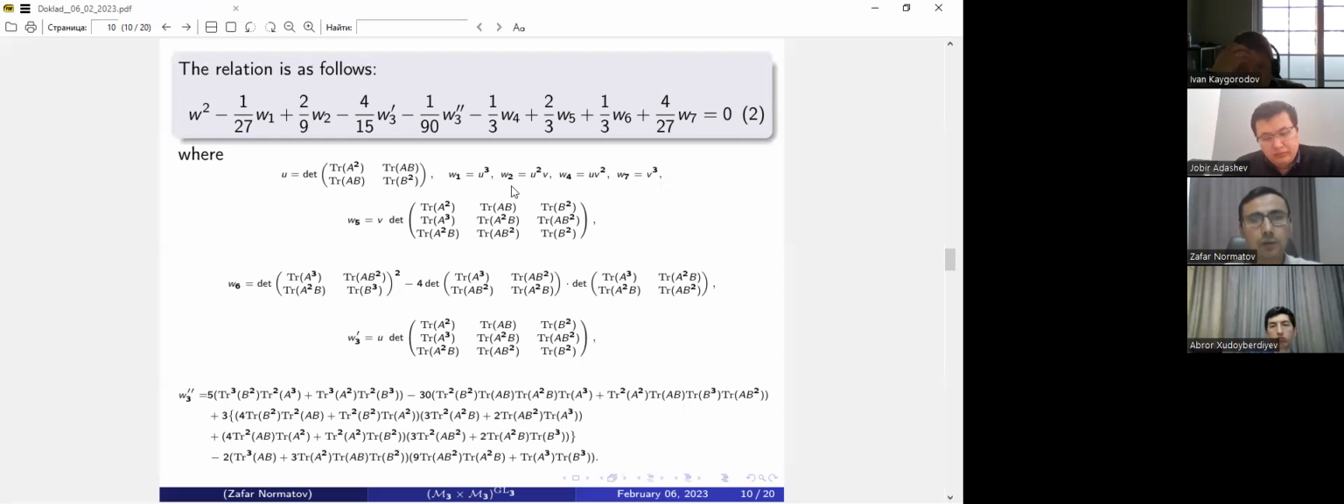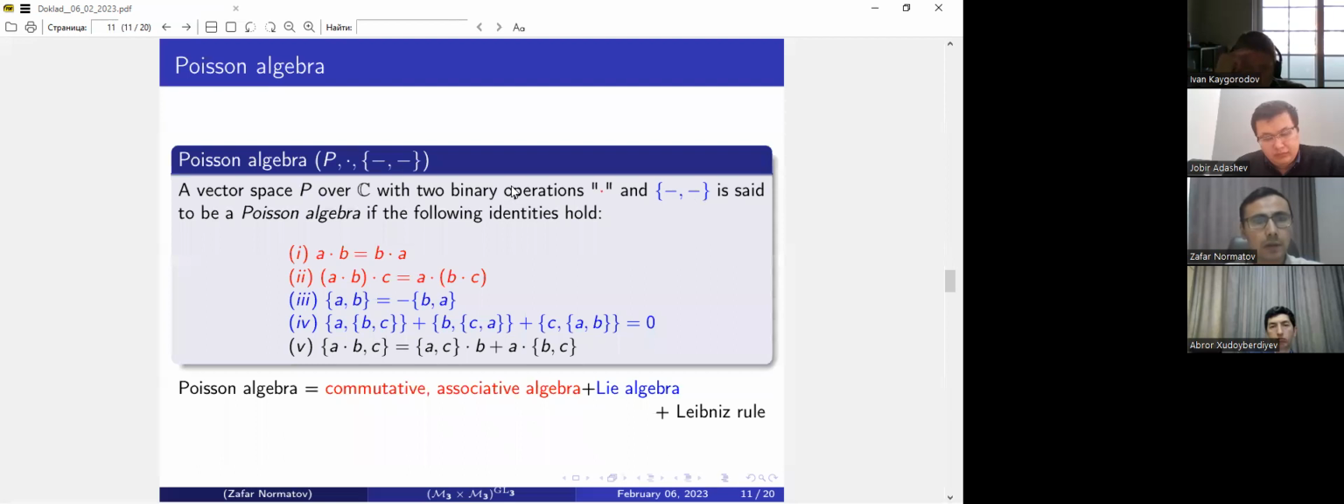So now I want to talk about the Poisson algebra. A Poisson algebra is a vector space over the complex numbers C with two binary operations, said to be a Poisson algebra if the following five identities hold. Strictly speaking, the Poisson algebra is a commutative associative algebra, and also a Lie algebra, and the Leibniz rule between the two operations holds.